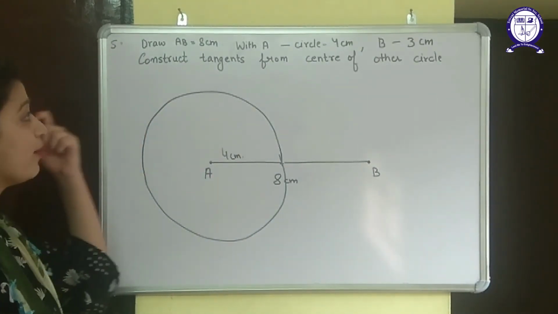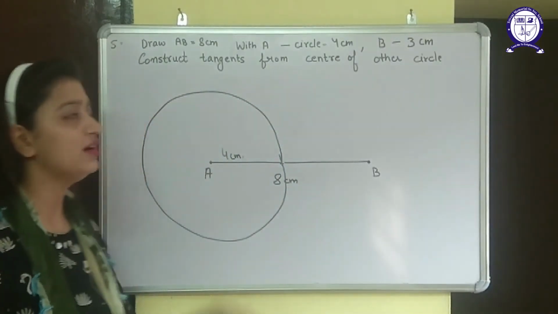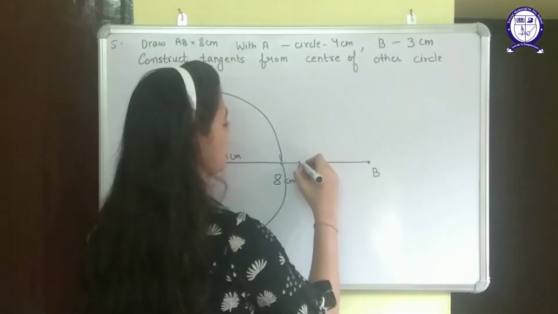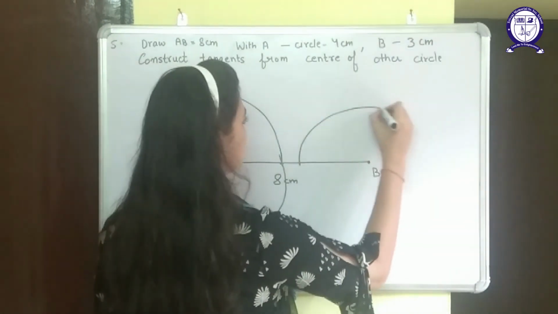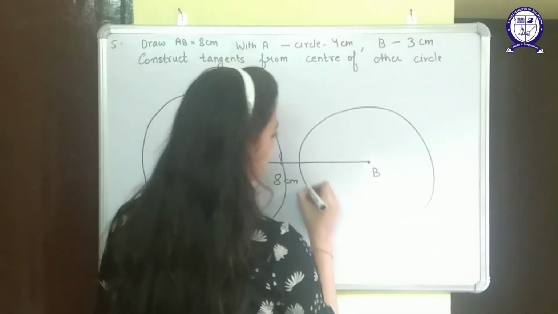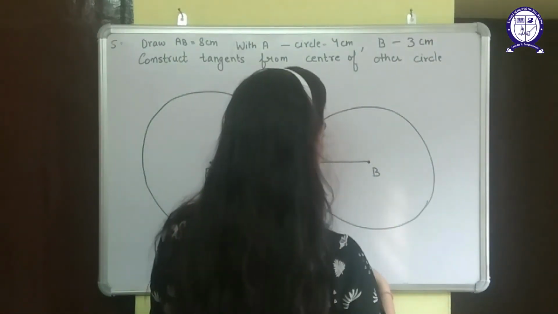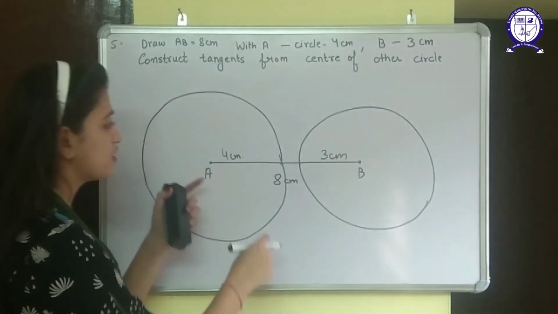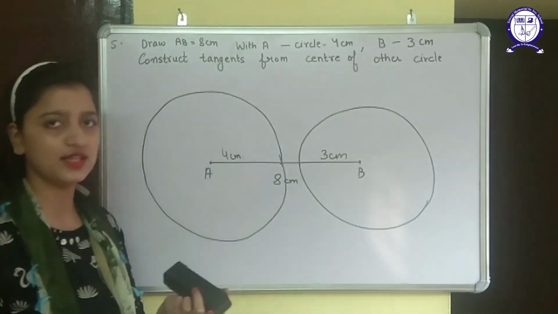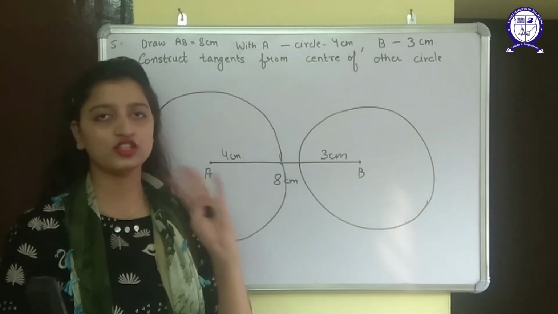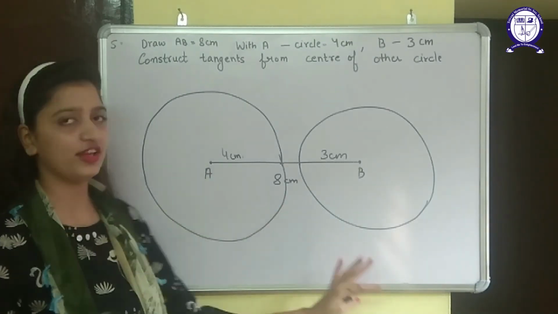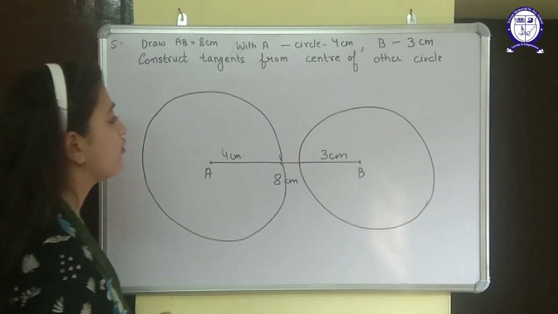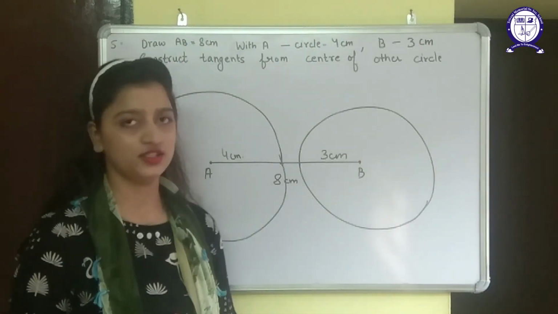Now it says from B, taking B as the center, draw a circle of 3 cm. Now 3 cm will be around here, so it will be like this. Okay, the other circle will be like this. Why? Because this is 4, then 3, 7, and this will be my 1 cm. So when you will draw it by your scale and compass perfectly, you will get the figure like this. Now coming to the main part. Construct the tangents of the circles from the center of the other circle.